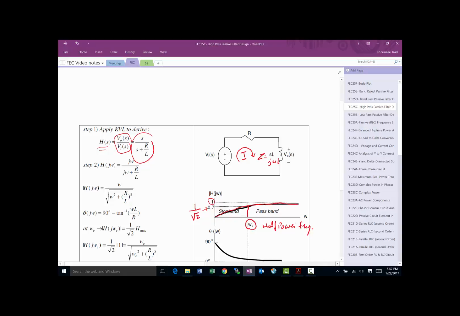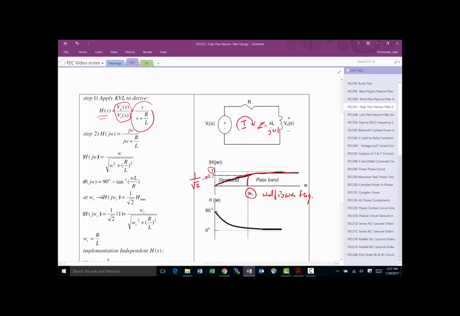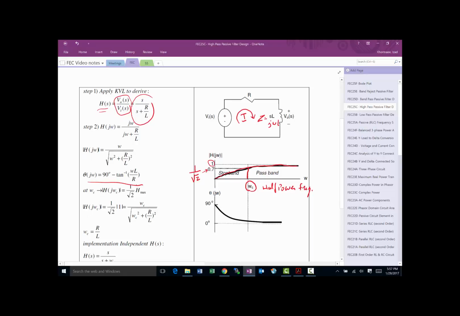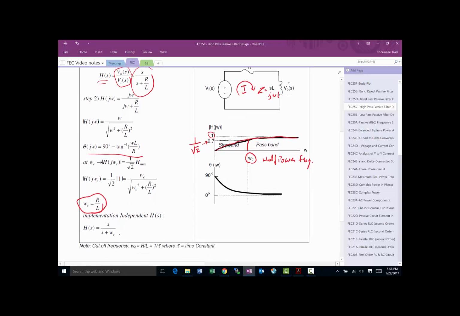Okay, so again, as long as we're doing this, we're also going to draw the phase for these filters. Once we set the magnitude of H of j omega equal to 1 over square root of 2, that would give us omega C, because that is the only time that value will occur. And once we clean that up and solve it, omega C is equal to R over L. We take that and plug it back into the equation, which tells us the full transfer function can be written in terms of omega C.